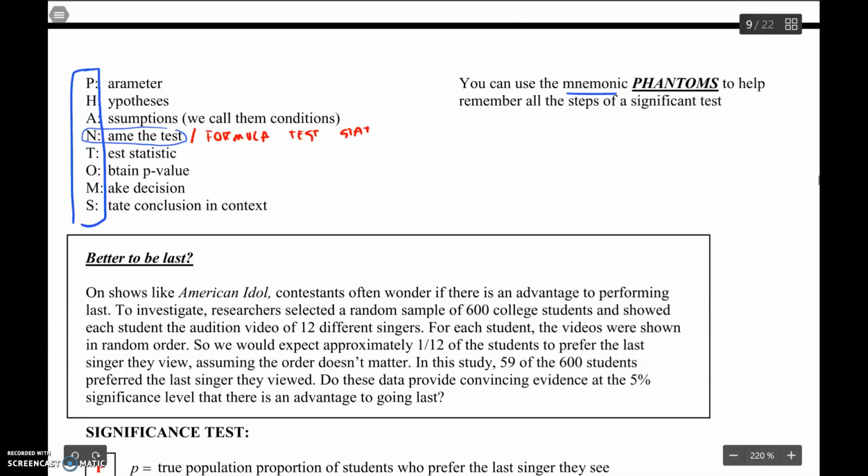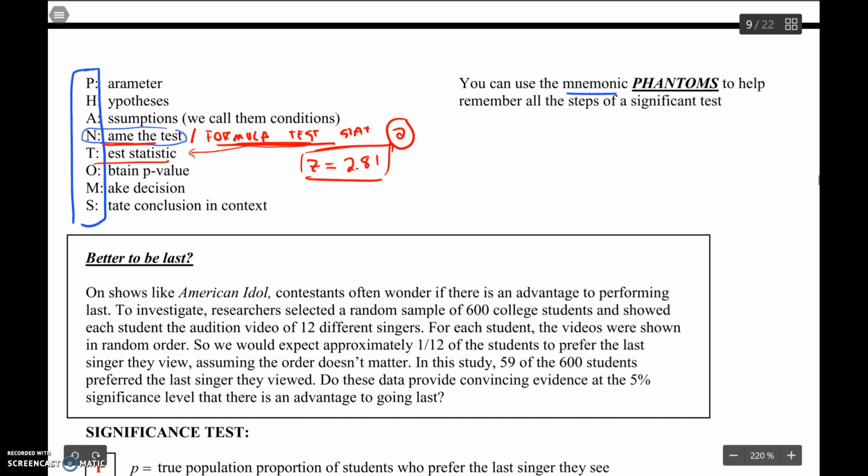On the AP test, you do one or the other. However, on my test, you have to do both. So under the name of the test, or maybe you want to put the formula down for the calculate the test statistic, whatever, but you need to have the name and the formula. T, test statistic, what is the z value? 2.81, whatever it is, right? So formula on step N, calculated on step T.